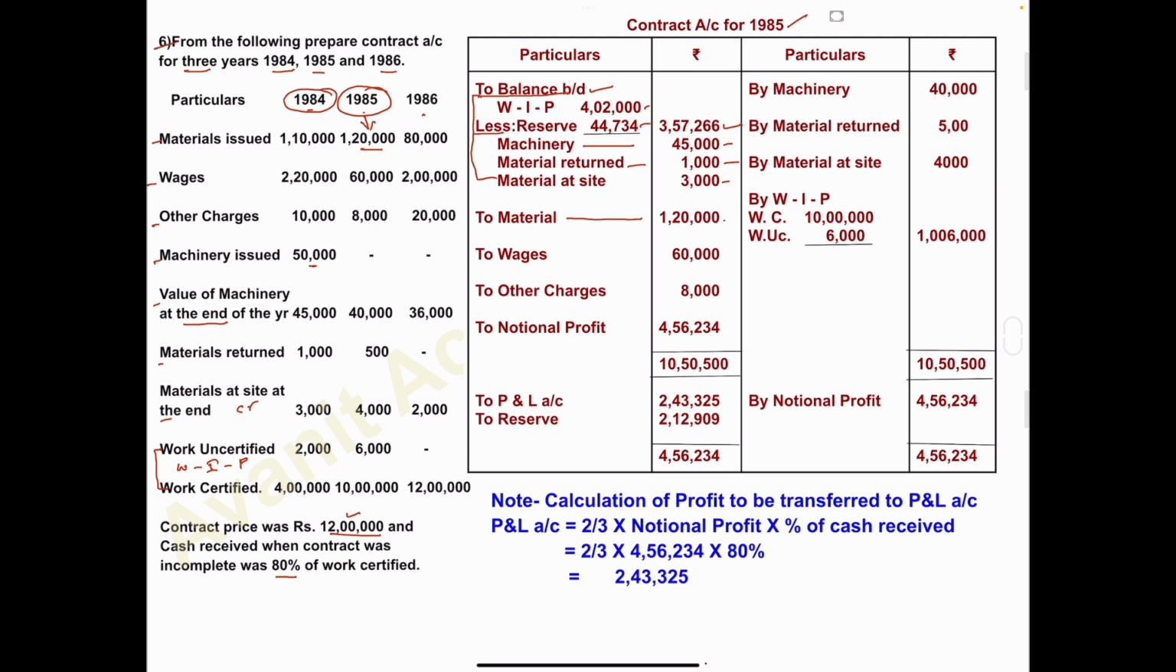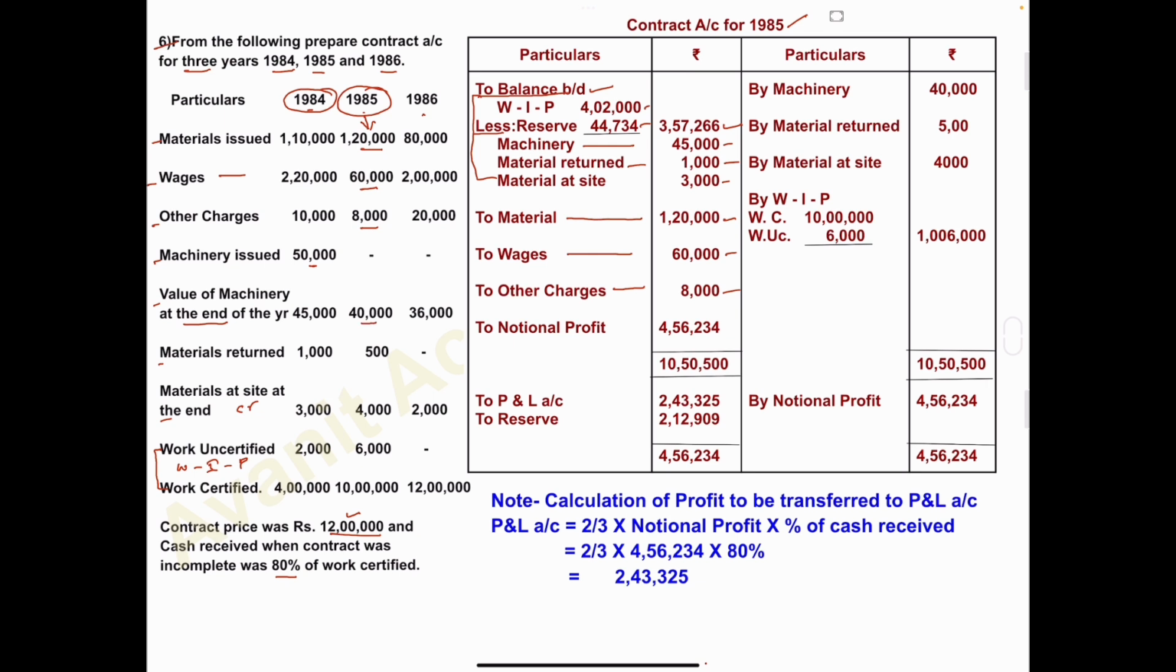In that first one, material issued 1,20,000. Wages in 1985, to wages amount is 60,000. Other charges in 1985 amount is 8,000. To other charges 8,000. Machinery issued nil. Okay. Value of machinery at the end of the year. In 1985, the value of machinery at the end of the year is 40,000.